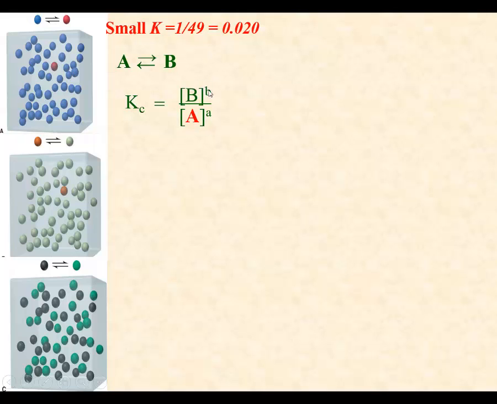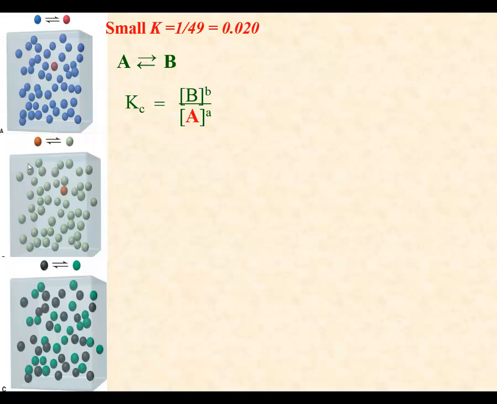If the exponents were just a 1-to-1, if the coefficients were just 1s here, we would have just one product molecule or atom, the red sphere, over 49 of the reactant atoms or molecules. So that would be 1 over 49 for the equilibrium constant. So we get a value of 0.020. So that's indicating when I get that small equilibrium constant that we're favoring keeping most of our reactants present at equilibrium and having very little product forming.